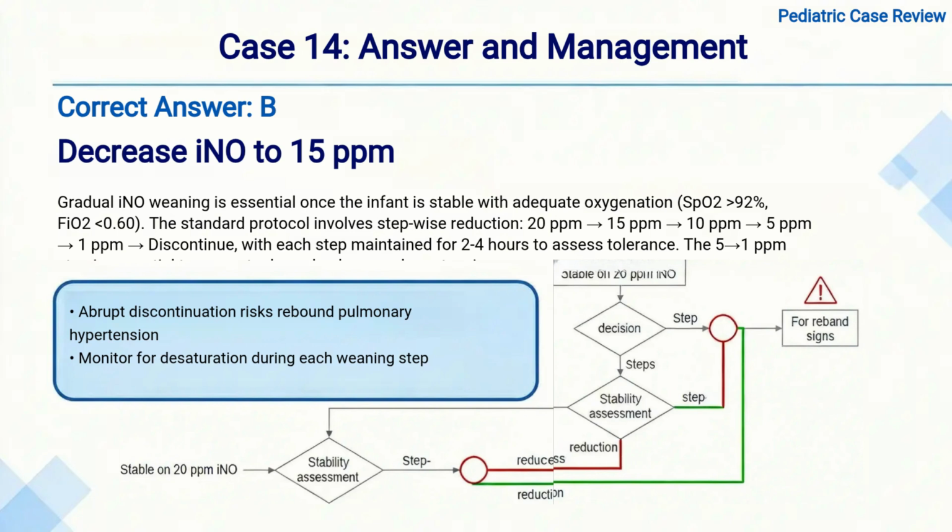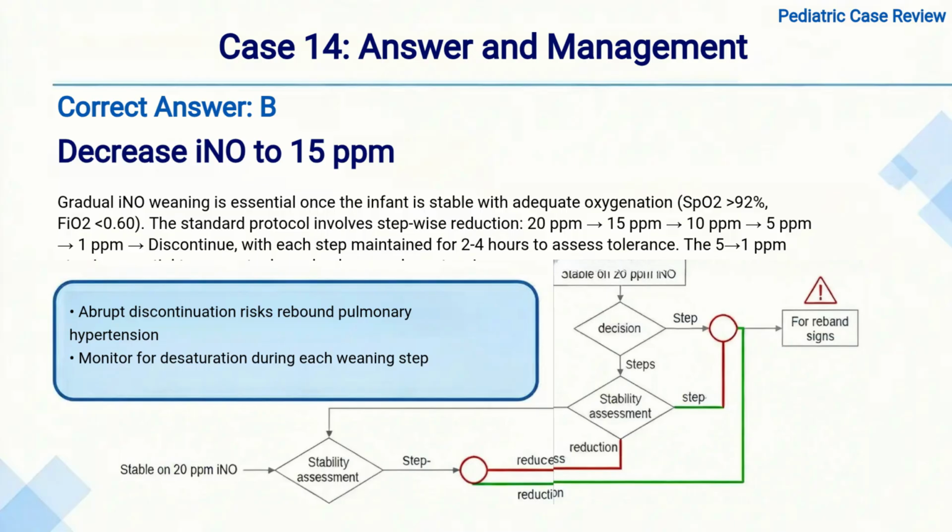Gradual weaning is essential once the infant is stable with adequate oxygenation, defined as oxygen saturation greater than 92% and inspired oxygen fraction below 60%. The standard weaning protocol involves stepwise reduction: 20 parts per million, then 15, then 10, then 5, then 1, then discontinue. Each step is maintained for 2 to 4 hours to assess tolerance.